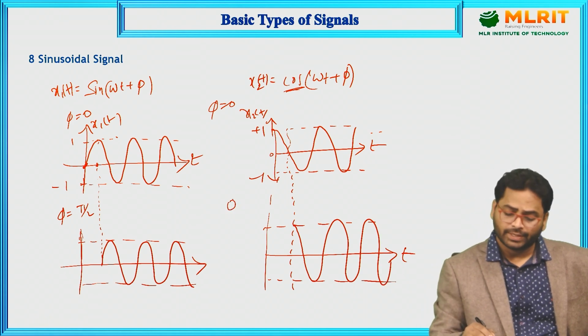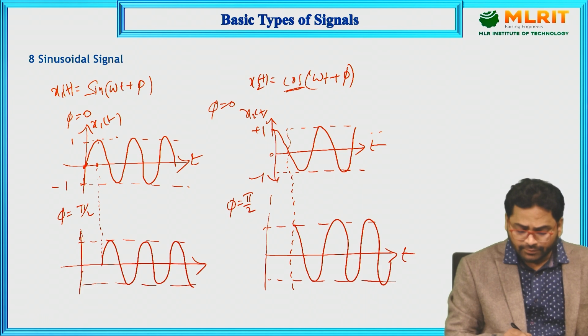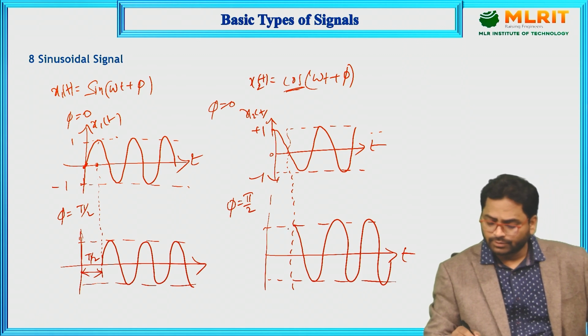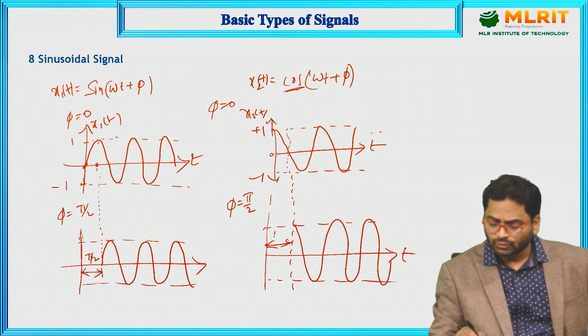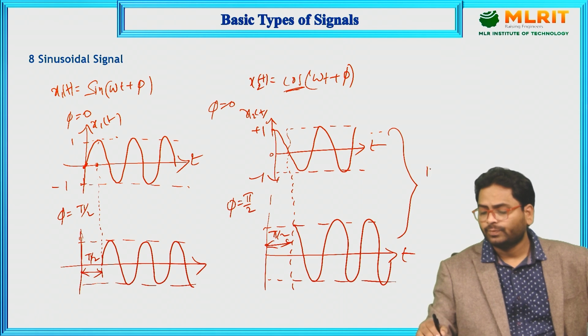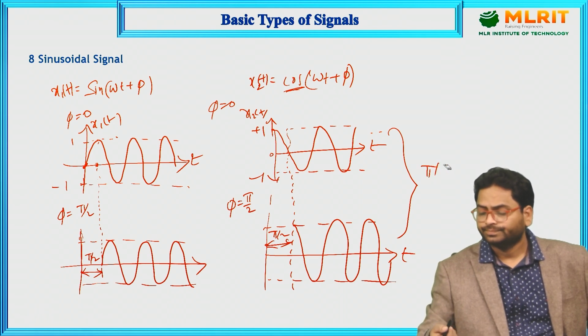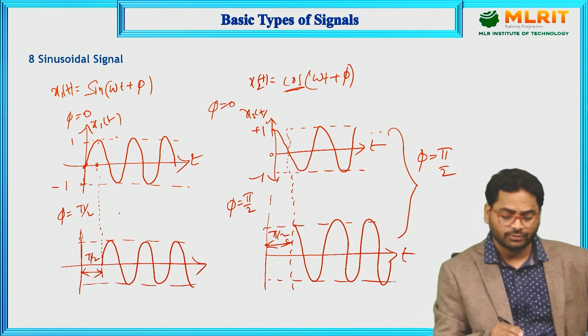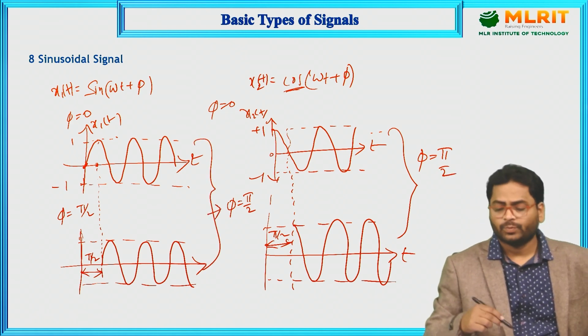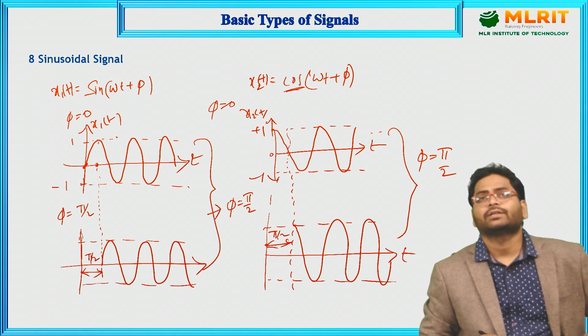This is phi equals pi by 2. That means the gap in between this and compared to this one is pi by 2, and compared to this one, in between these two, pi by 2. So with respect to this signal, the phase difference is pi by 2. For these two signals also, the phase difference is pi by 2. This is about the sinusoidal signals.